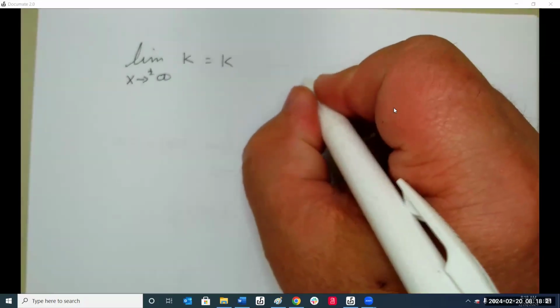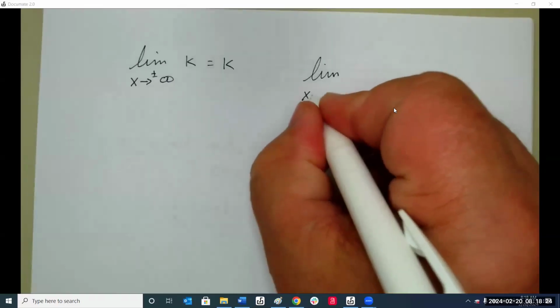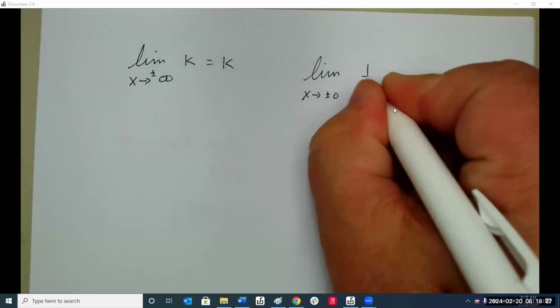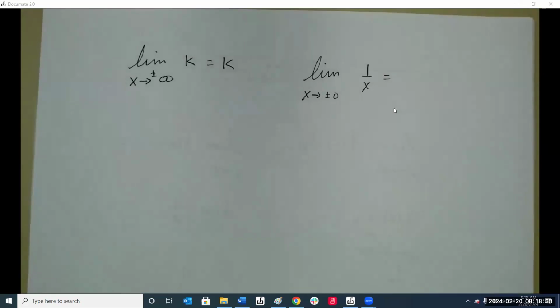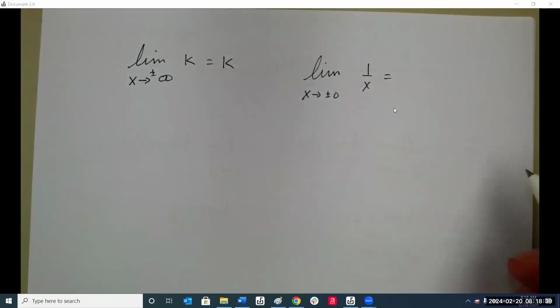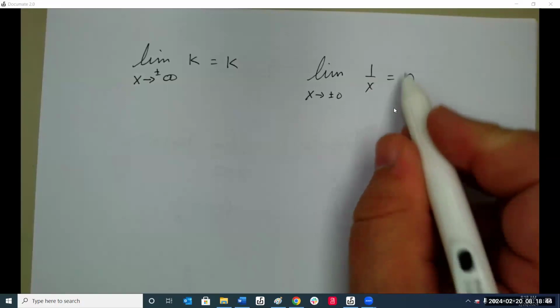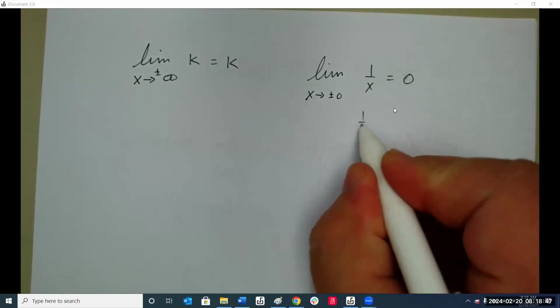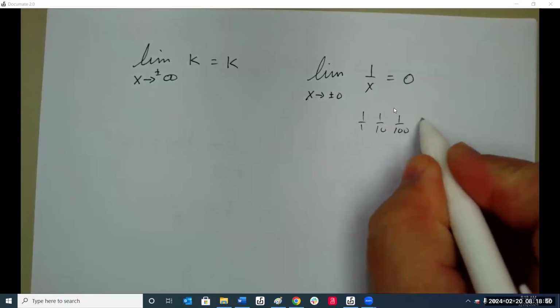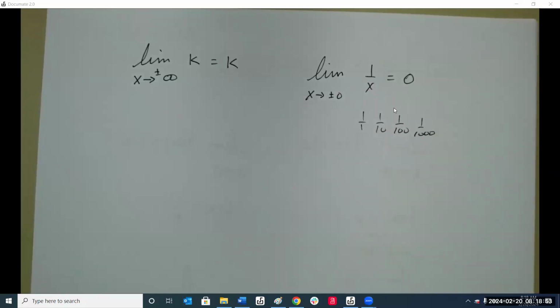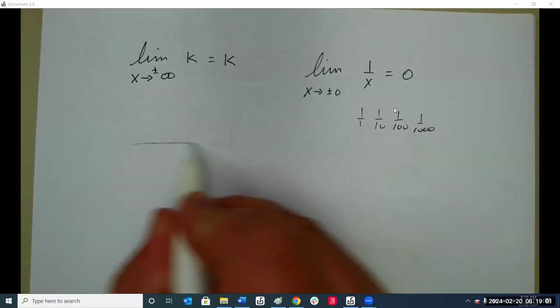And then we'll also look at this function, the one we've been looking at. This one doesn't matter which direction you go, positive or negative. What's the limit? Because the bigger the denominator becomes, the smaller the whole number becomes. 1 over 1, 1 over 10, 1 over 100, 1 over 1,000. So the bigger the bottom number is, the smaller the entire function becomes. So let's look at example 1.